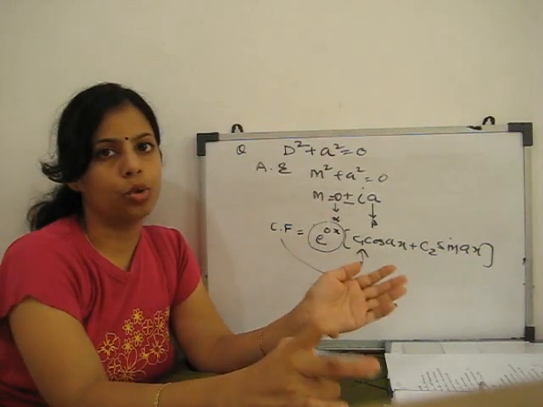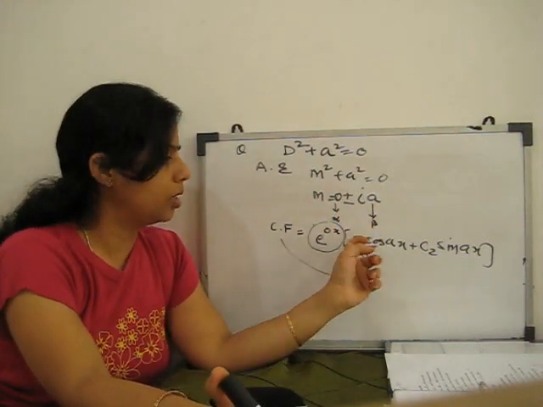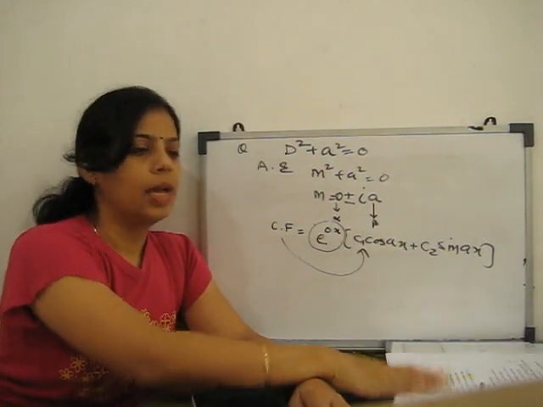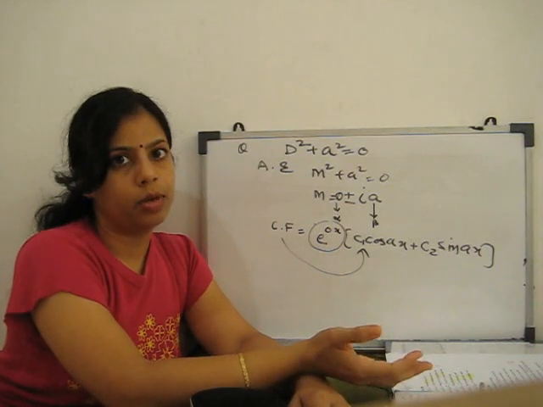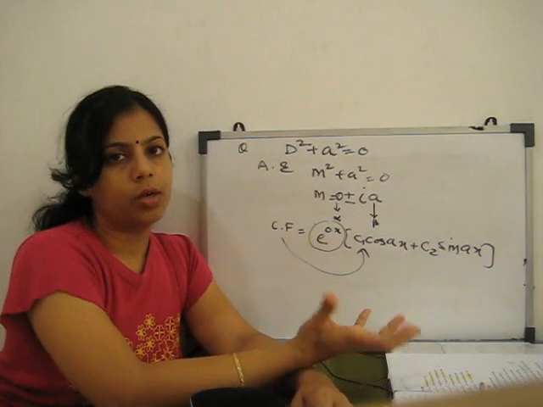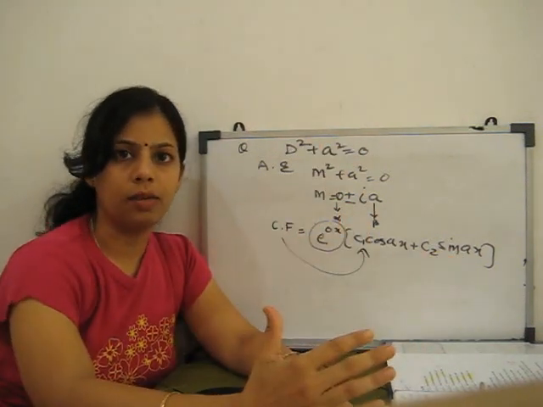This is just to show you how to write the complementary function for imaginary roots. Similarly, if roots are repeated, it is c1 plus c2x, as we previously discussed in the cases. Next is very important: how to find the particular integral. We have to find the particular integral with the right hand side of the given equation.